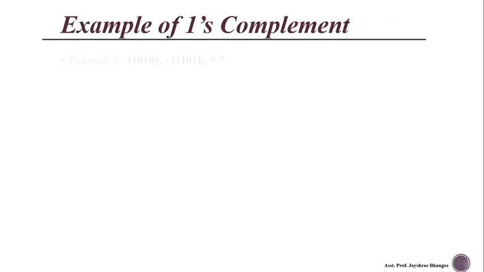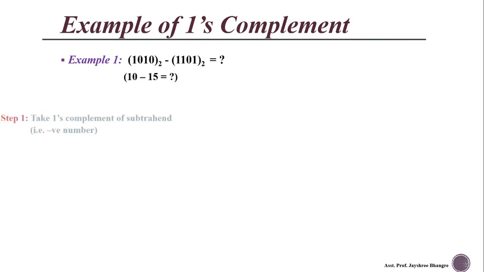So let's see the example. Here 1010 minus 1101. So this is nothing but 10 minus 13. By mistake I have written 15 over here. Actually 10 minus 13 is there.